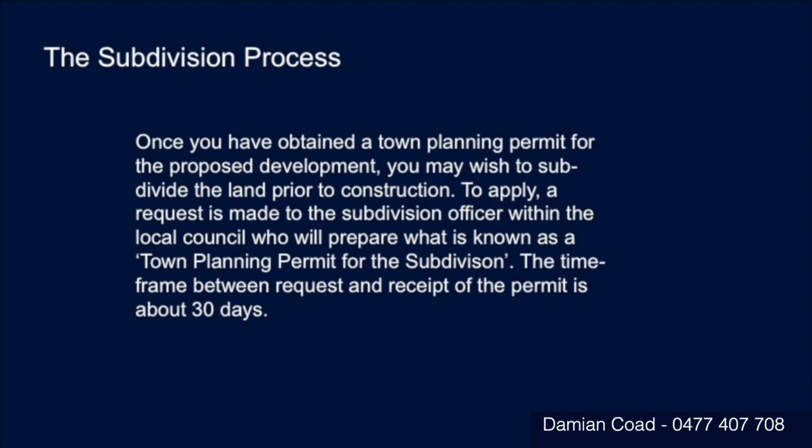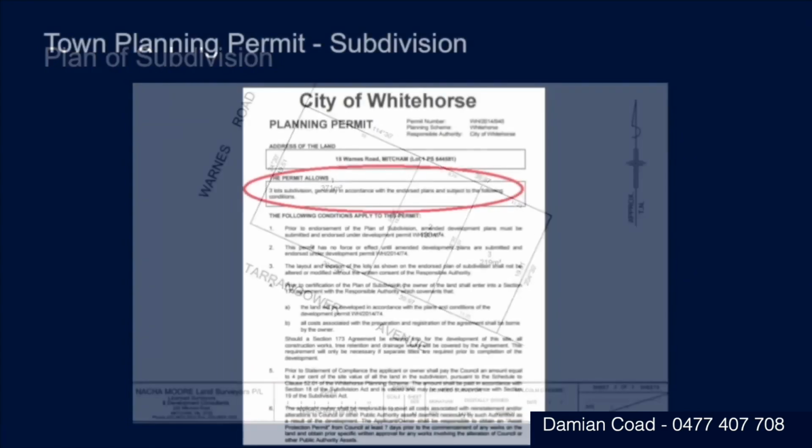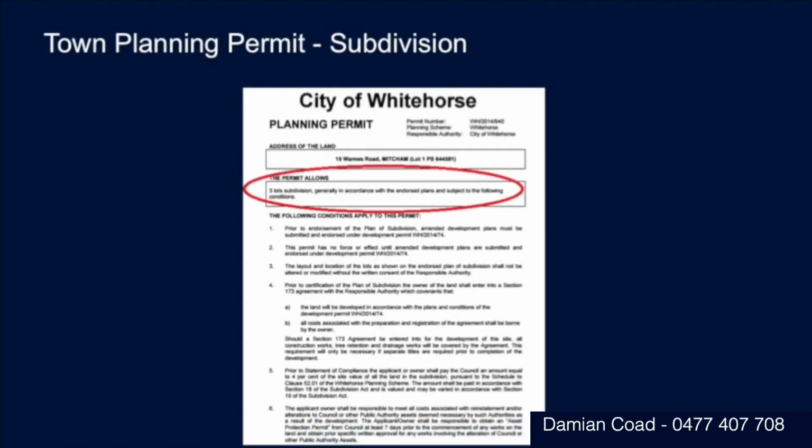Now, the time frame between request and receipt of that permit is about 30 days. A plan of how the subdivision will look is created by the land surveyor, and this is often referred to as a preliminary plan of subdivision. Here we can see a typical plan that shows the creation of a 3-lot subdivision. Once a preliminary plan is created, the land surveyor will make application to council requesting a planning permit be issued for the subdivision. In this slide, you will note an example of a planning permit for the subdivision.